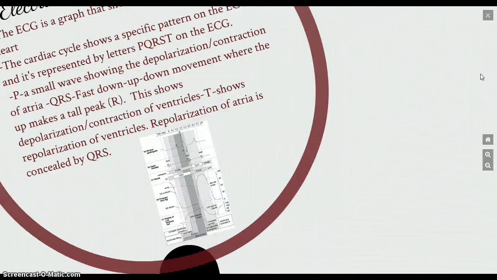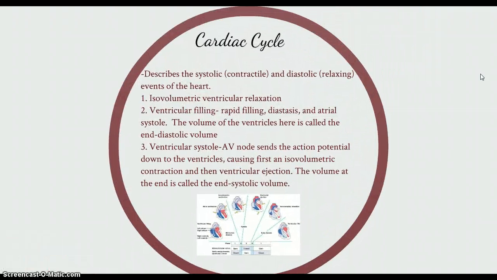Anyway, moving on. The cardiac cycle. So it describes the systolic or contractile and diastolic or relaxing events of the heart. So it's made up of isovolumetric ventricular relaxation. And I know what you're thinking. What is that? I'll explain it once we get to that picture below. And then after that, step 2 is ventricular filling. And then step 3 is ventricular systole.